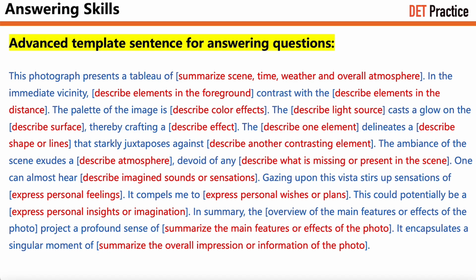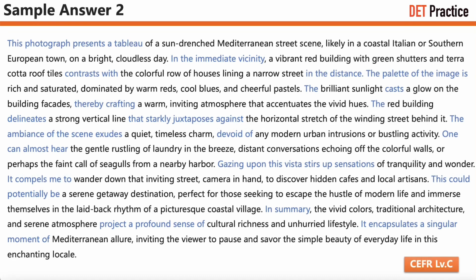This photograph presents a tableau of a sun-drenched Mediterranean street scene, likely in a coastal Italian or southern European town, on a bright, cloudless day. In the immediate vicinity, a vibrant red building with green shutters and terracotta roof tiles contrasts with the colorful row of houses lining a narrow street in the distance. The palette of the image is rich and saturated, dominated by warm reds, cool blues, and cheerful pastels.